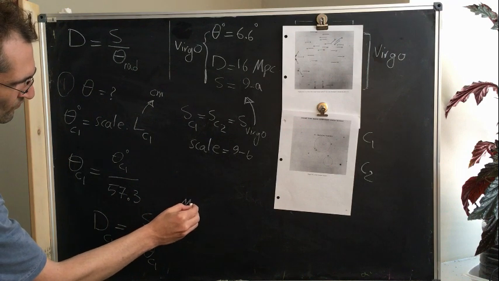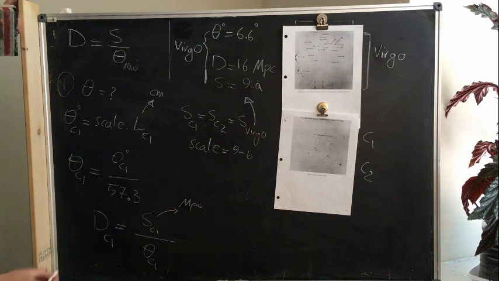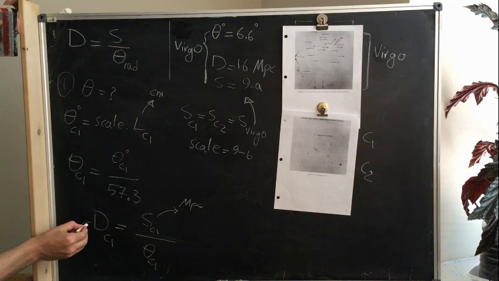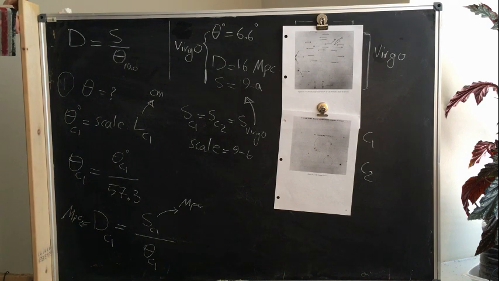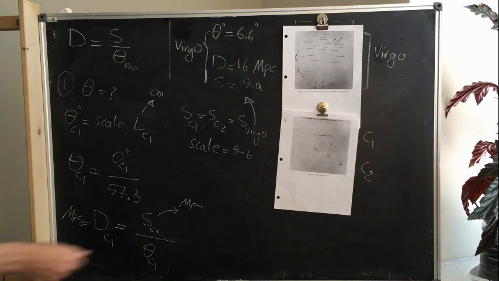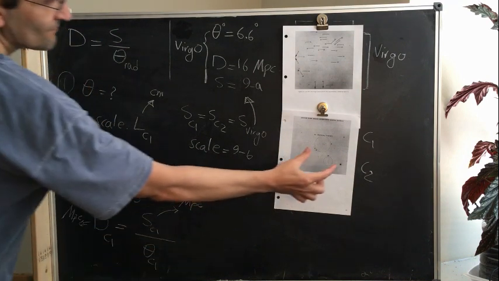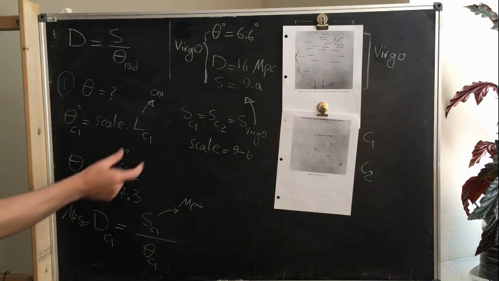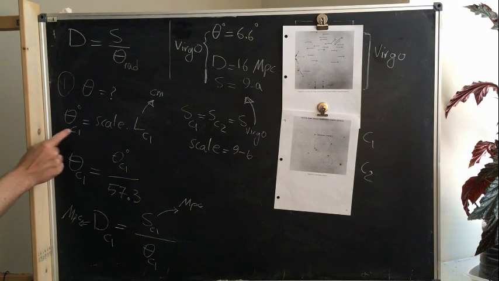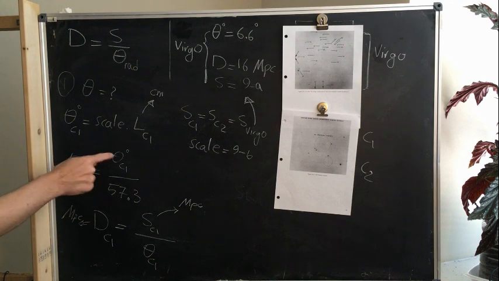For S, we have megaparsec. So for distance, our unit is megaparsec. Size and distance are in megaparsec. This is for C1, and you should do the same thing for C2. Everything is the same. Measure the length, multiply by scale, find theta for C2, convert to radian, use the same formula to calculate the distance.